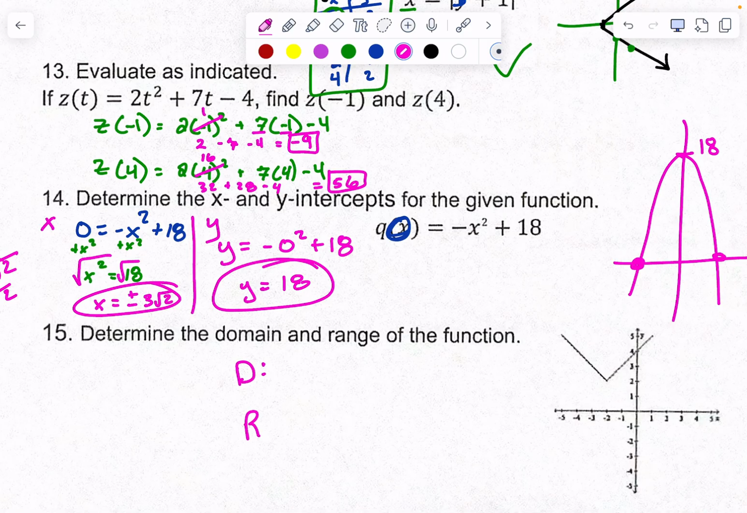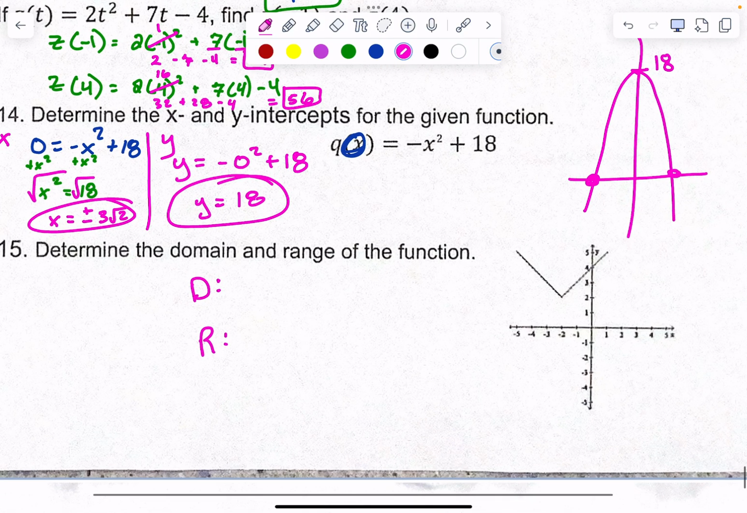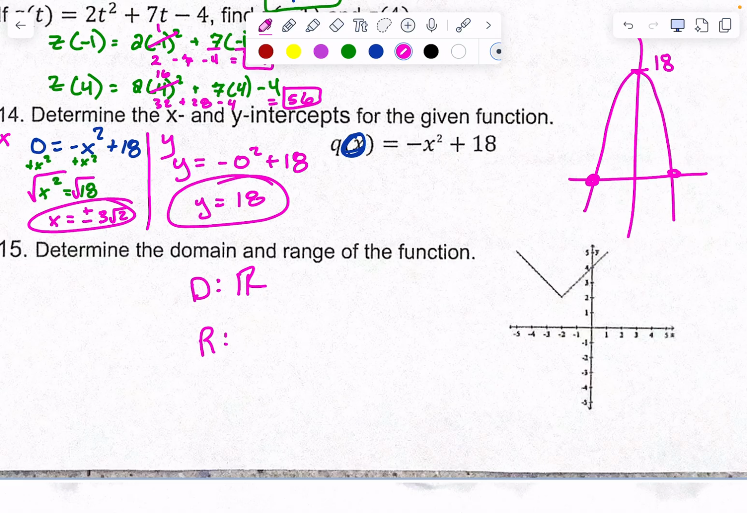Domain and range. Domain is x's, left and right. Will this thing go to the left and to the right forever? Yes, so it will be all reals. Focus. Range is up and down. Will it go up forever? No. Will it go down forever? Yes. It's only the y's that are less than or equal to 18. That's the highest he goes. Domain, range. That's what I want.